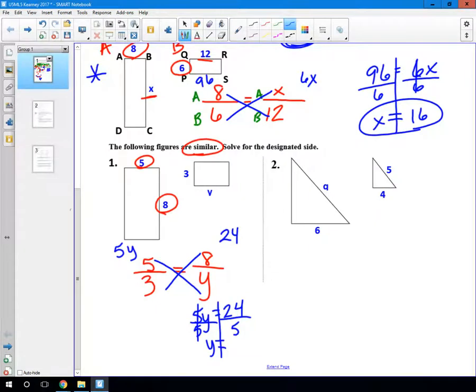So 24 divided by 5 would simplify down. You say 5 goes into 24 4 times, and you have 4 remaining. So 4 and 4/5.